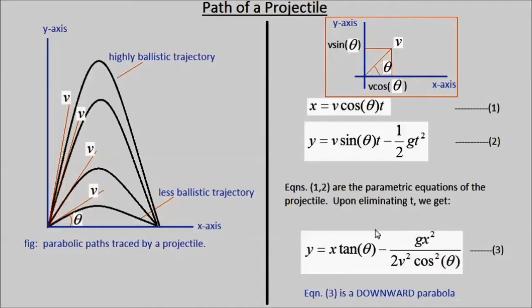This equation is an equation of a downward parabola because, first of all, it's a parabola because it is quadratic in x. The highest power of x is 2. And the coefficient of x squared is negative. It's negative g by 2 v squared cos squared theta. Because the coefficient of x squared is strictly negative, it must be a downward parabola. And so it is, as we see from these pictures.